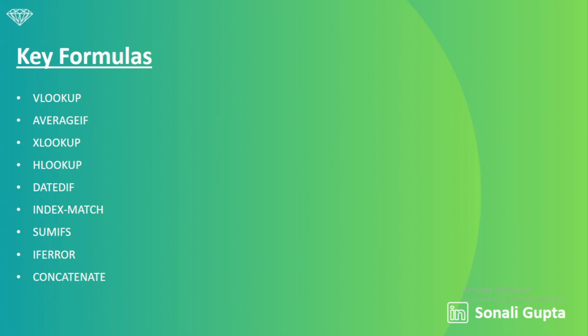VLOOKUP is used to get a value from the leftmost column, and AVERAGEIF, how we can calculate the average with some conditions and criteria, XLOOKUP, and there are some limitations of VLOOKUP. So we will talk about how we can solve these limitations with the help of INDEX MATCH and some other formulas, and the DATEDIF function for calculating the difference between any two dates, SUMIFS, IFERROR, CONCATENATE.